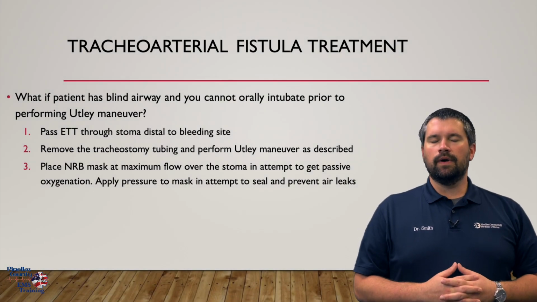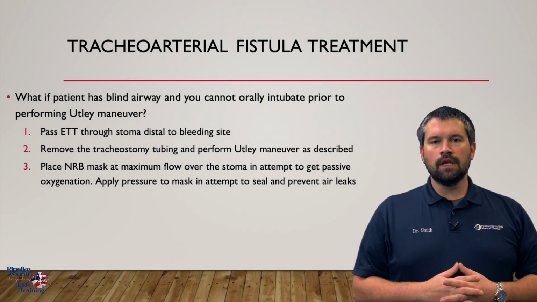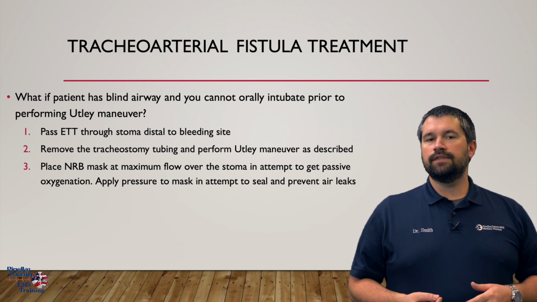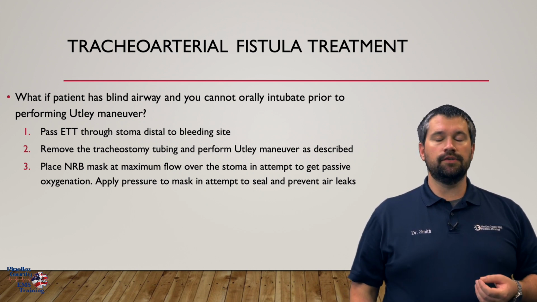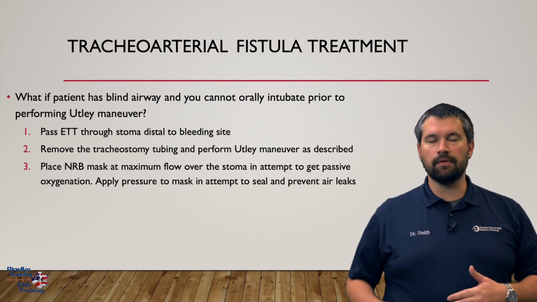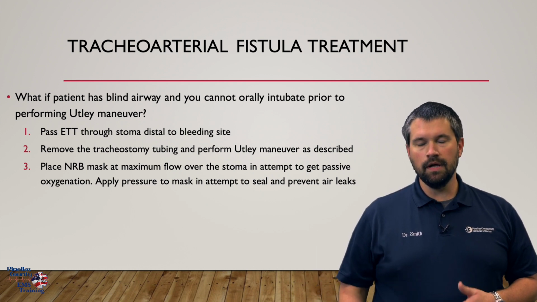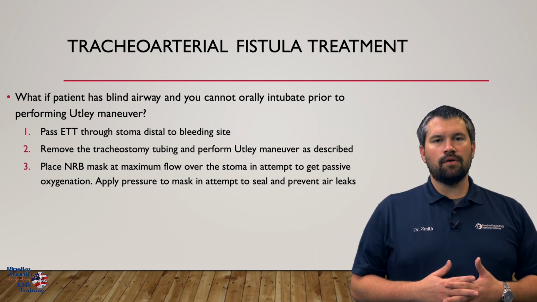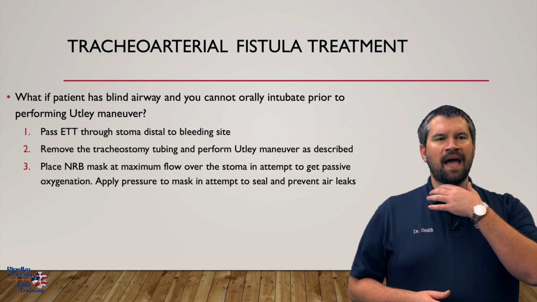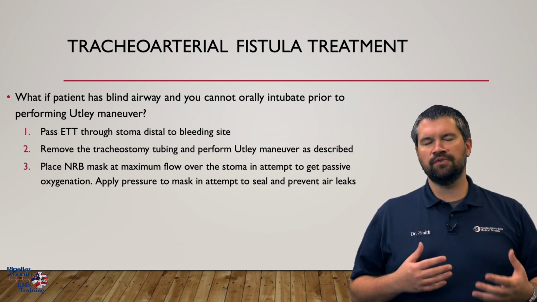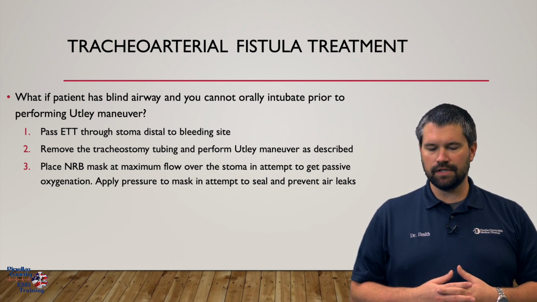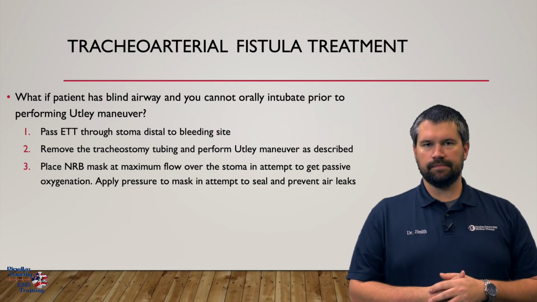So if you have a blind airway and a tracheoarterial fistula, you want to secure the airway by passing a bougie, an ET tube, or ET tube directly through the stoma and performing the Utley maneuver as prescribed below. The difference is now you want to go ahead and actively press around the stoma to provide as much passive oxygenation as you can with a mask.